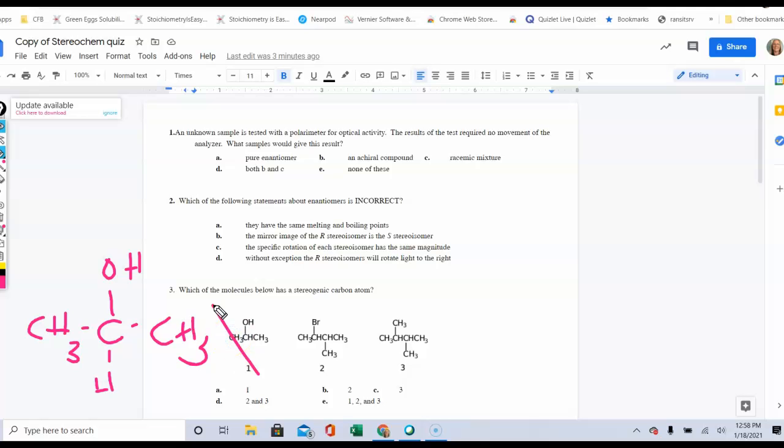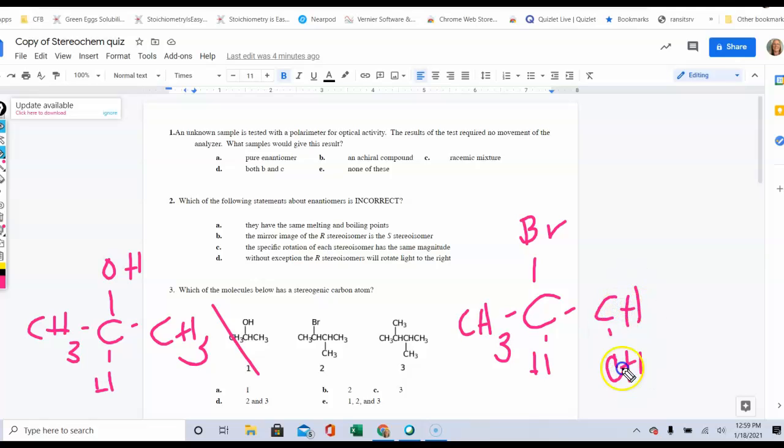And so let's go look at number 2. In number 2, we have number 2 might work. We have a carbon with a bromine here, and we have a CH3 here, and we have an H here, and then the rest of it is CH, CH3, CH3. Okay, so number 2 is going to work. We've already been able to cancel out A and E because number 1 won't work, but number 2 is working fine for us. Now we just have to go ahead and draw out number 3 and see what we have.